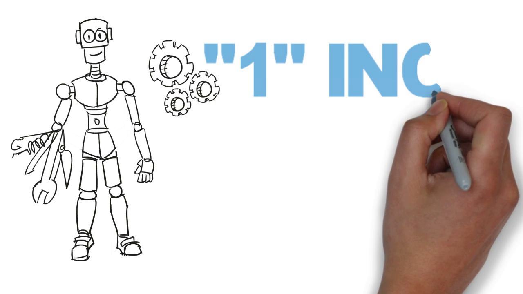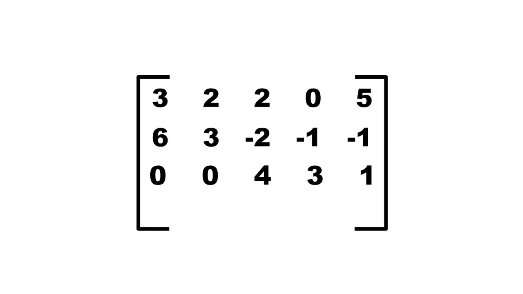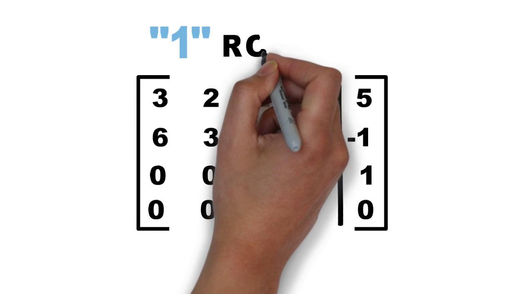In order to prevent the doom, we're going to put some things in our toolkit, and the first thing is going to be oneing a row. So guys, here's what that means. Let's say we've got this matrix right here, and we want to one row 3.